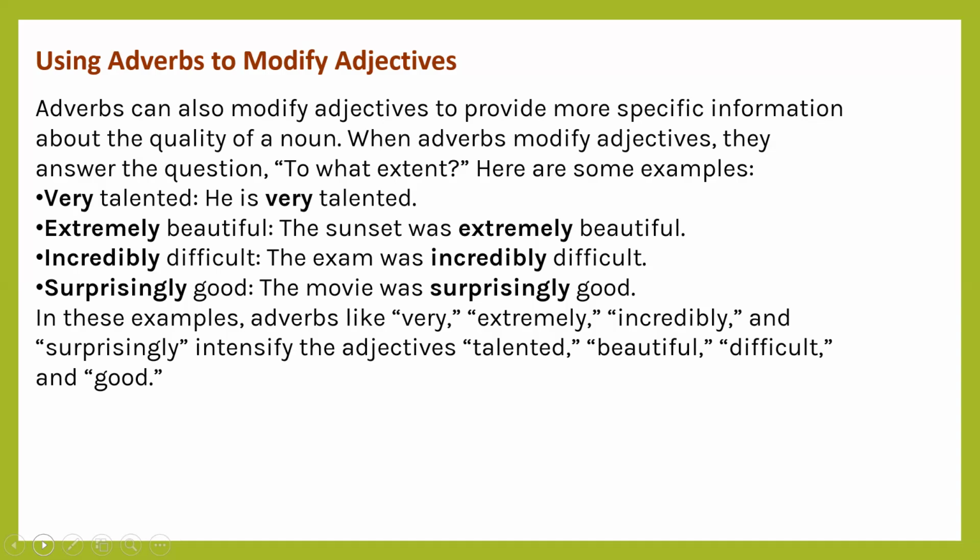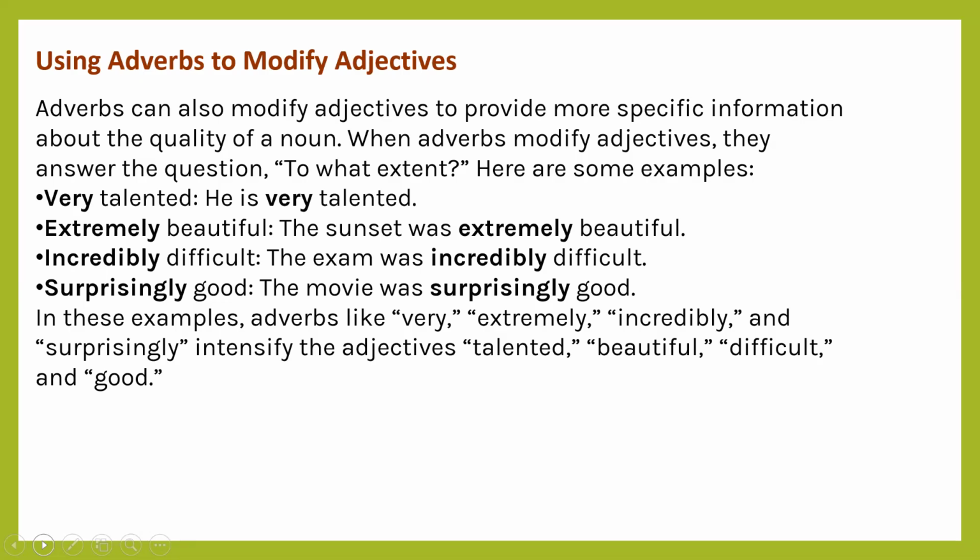Second example, the sunset was extremely beautiful. It gives more information about the sunset. Extremely is an adverb. The exam was incredibly difficult. Incredibly is an adverb, not an adjective. Incredibly is an adverb which is modifying the adjective difficult. Difficult is an adjective describing the exam. The movie was surprisingly good.